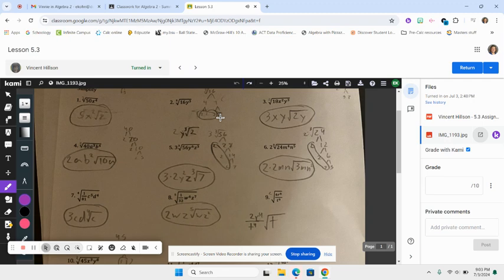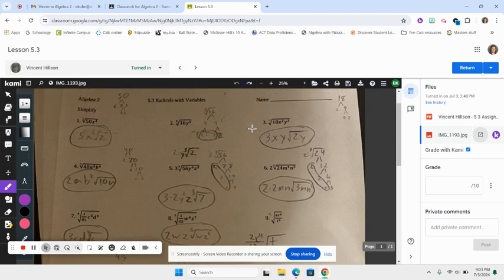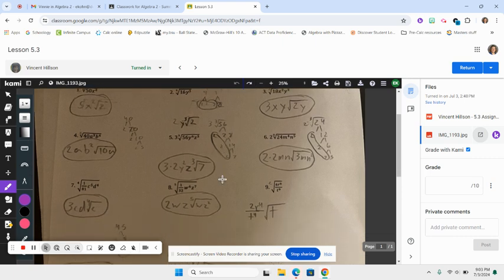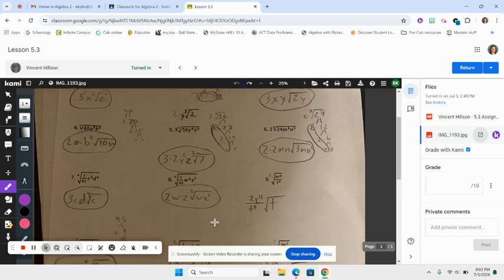Okay, Vinny, I'm looking over your work here, and I just wanted to talk through a couple of things that I kind of see that need a little bit of fixing. So, first of all, your first couple here look really good. I like that you're making your factor trees, and it looks like you're doing okay with the variables. And actually, throughout the whole thing, the variables look like you're doing fine. It's the numbers where you're having some issues.